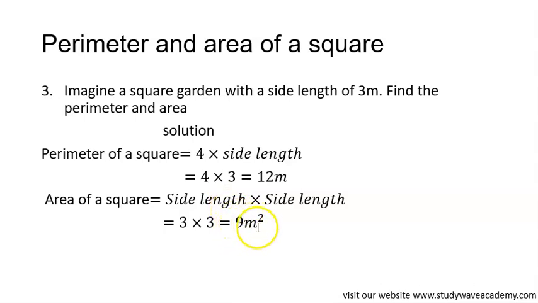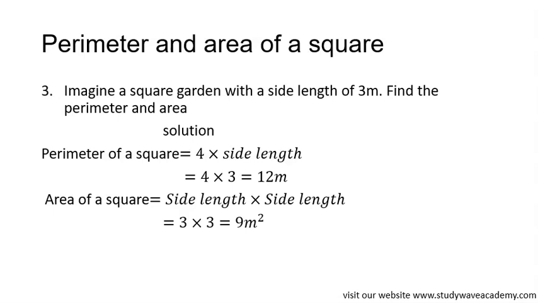9, correct. 9 meters squared. So a square garden with a side length of 3 meters, the perimeter is 12 meters and the area is 9 meters squared. Okay? It's easy, right? It's just for you to know the formulas and apply them. You will arrive at the correct answer. Okay?